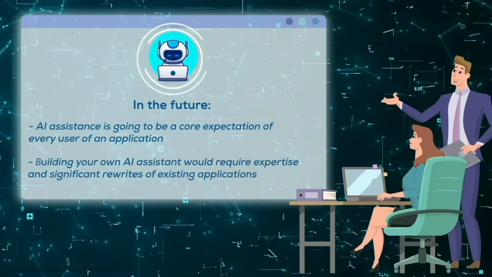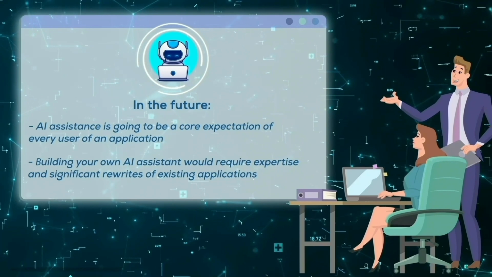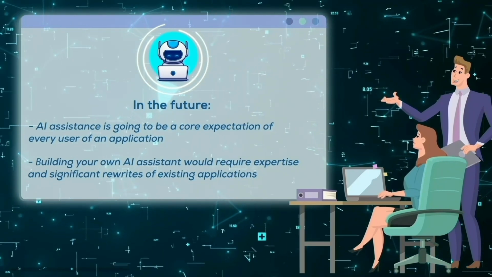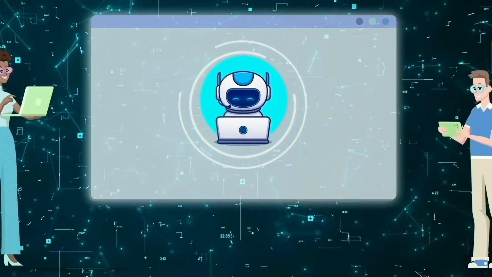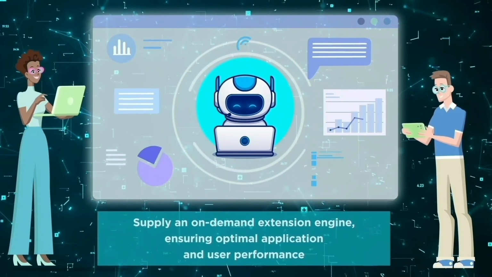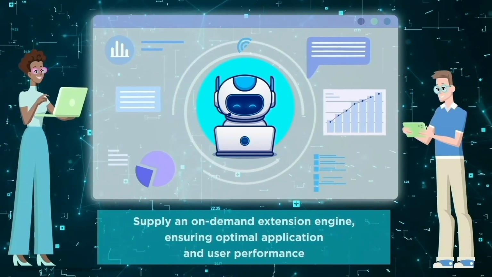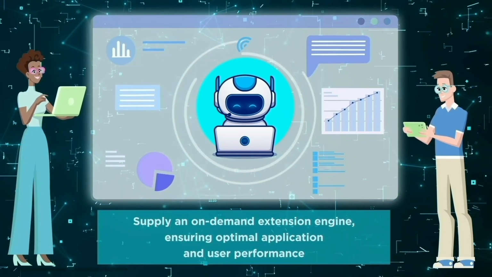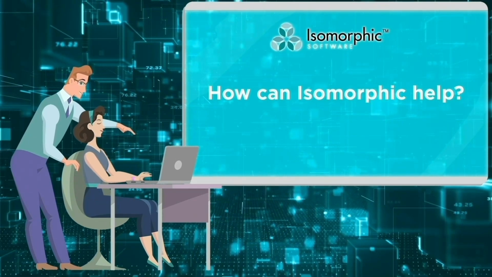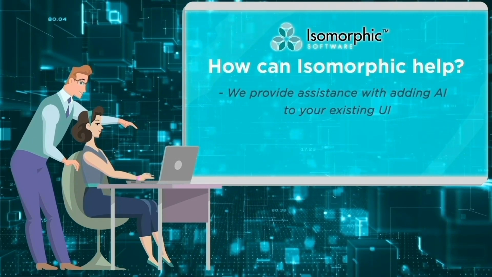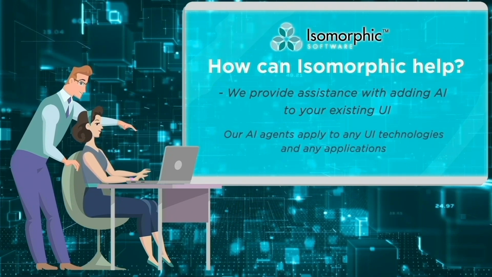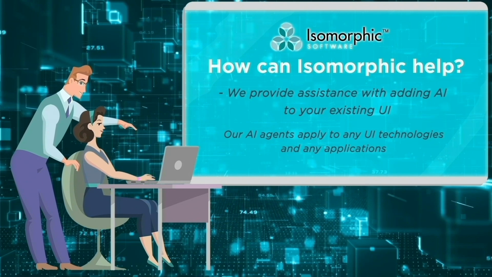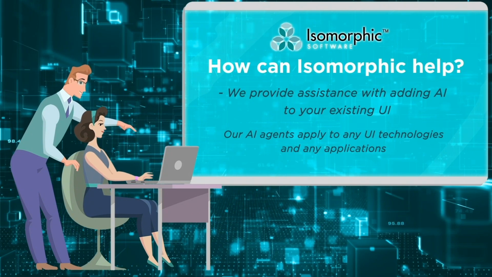Building your own AI assistant would require a huge amount of expertise and potentially significant rewrites of existing applications just to get something working. With the right AI integration in your applications, you can supply an on-demand extension engine, ensuring optimal application and user performance. With the help of Isomorphic experts, we can seamlessly provide assistance with adding AI to your existing UI. Our expertise and our trained AI agents are cross-cutting and apply to any UI technologies and any application.